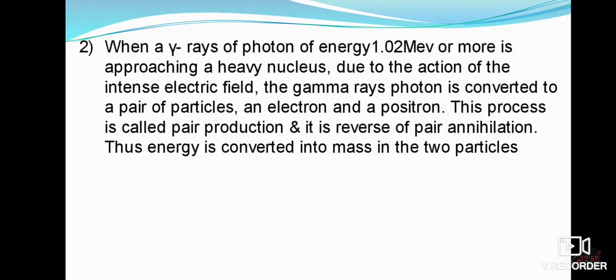Pair annihilation means destroying, and pair production means the gamma ray photon is converted into two particles, one an electron and the other a positron. For that, the gamma ray photon must have an energy of 1.02 MeV or more, otherwise pair production will not take place. This process is called pair production, and it is the reverse of pair annihilation. Thus energy is converted into mass in the two particles.